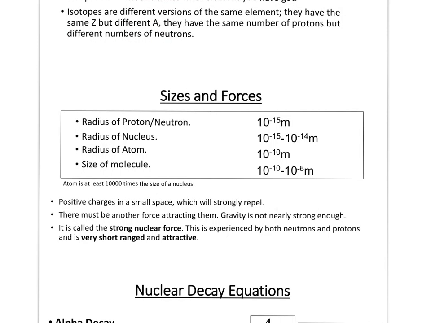In the atom, you need to know the different sizes and forces. The radius of the proton and neutron is 10 to the minus 15 metres. The radius of the nucleus is 10 to the minus 15 metres to 10 to the minus 14 metres. The radius of the atom is 10 to the minus 10 metres. The size of a molecule is 10 to the minus 10 to 10 to the minus 6 metres. The atom is at least 10,000 times the size of the nucleus.